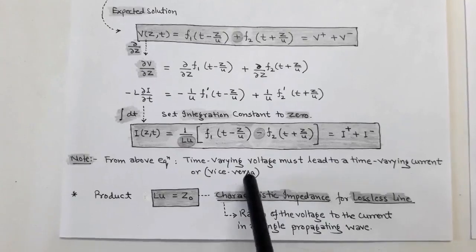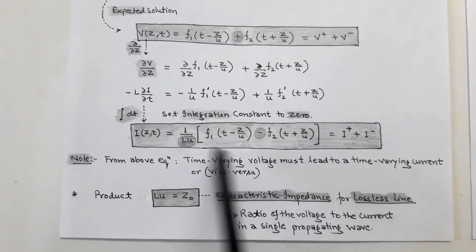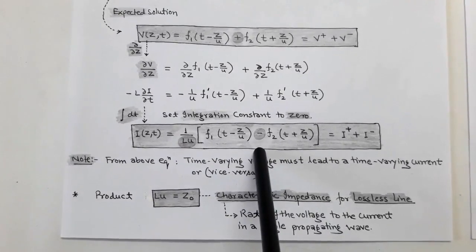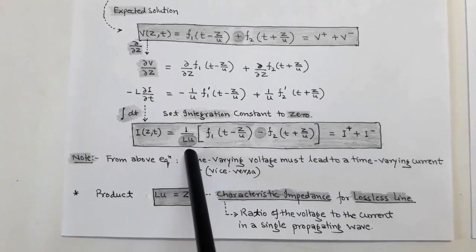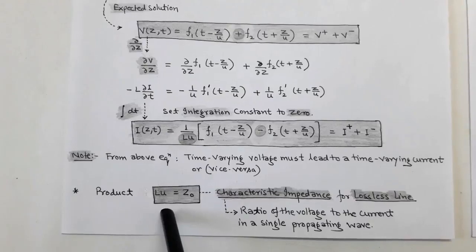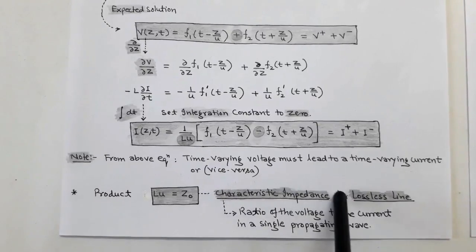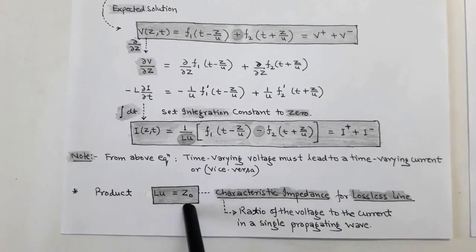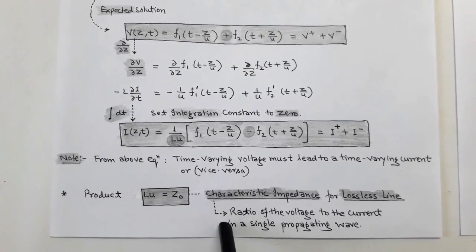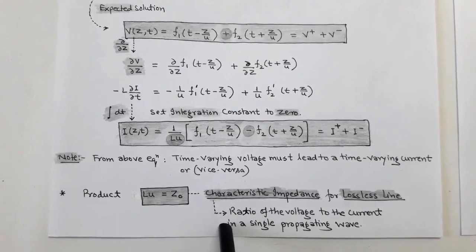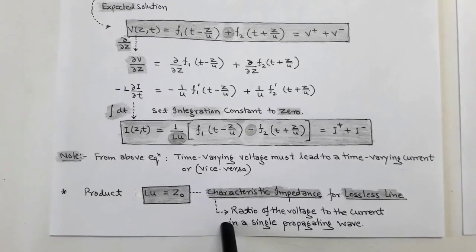And here the point is, in the case of the current function, we have the backward function with a minus sign, and there is a term L into u, and this is called the characteristic impedance for a lossless line. The characteristic impedance for a lossless line is the ratio of voltage to current in a single propagating wave.